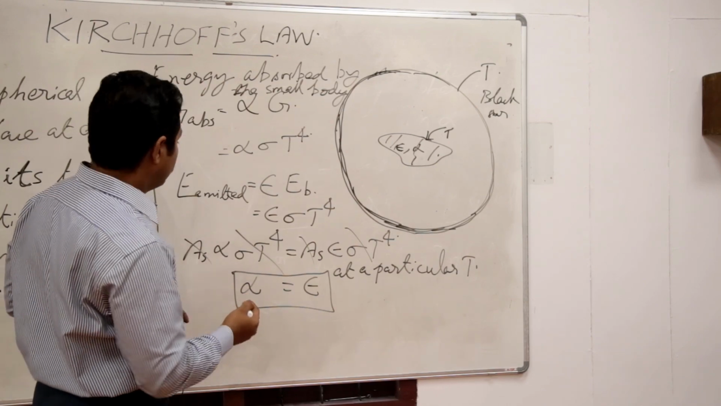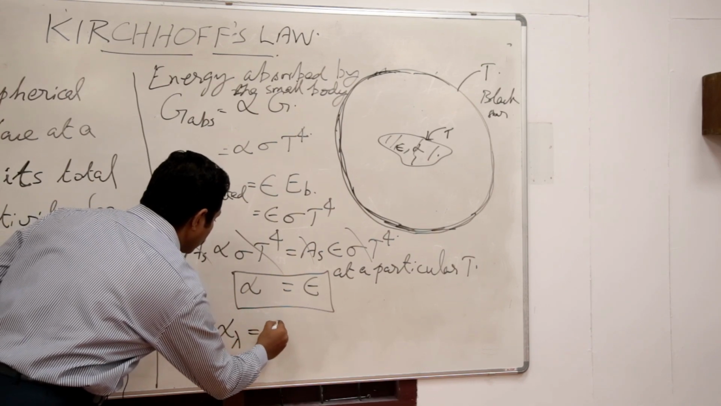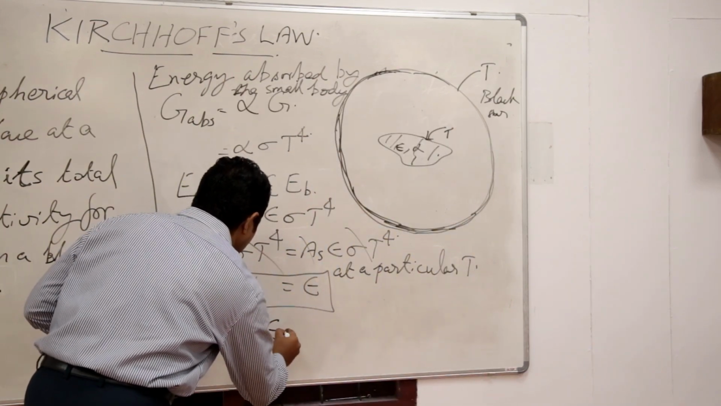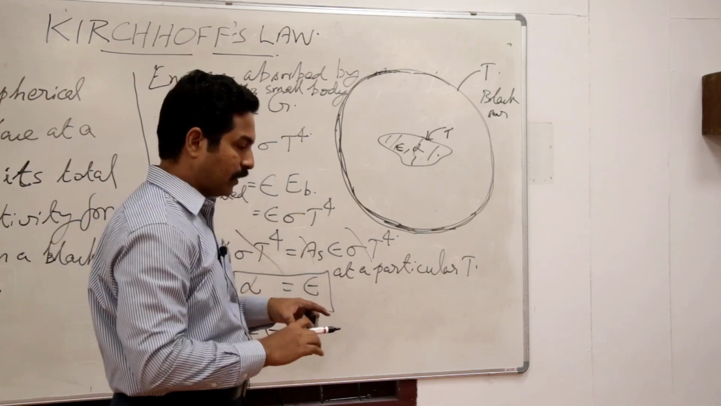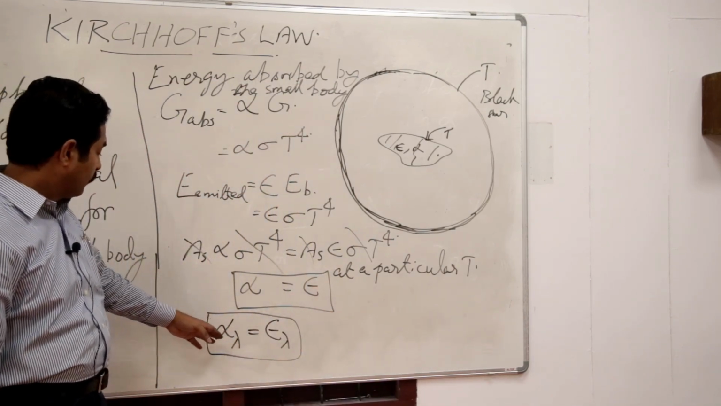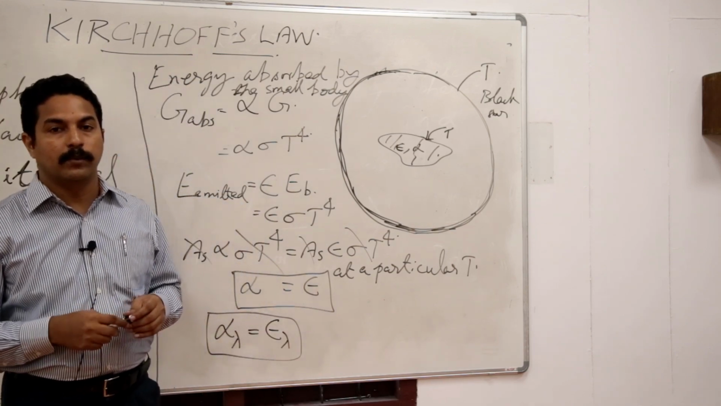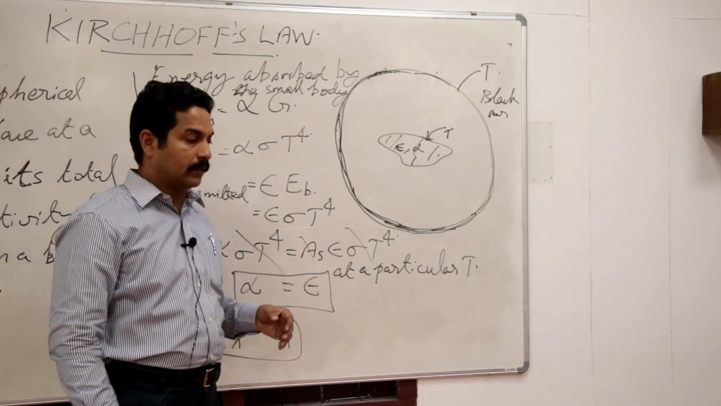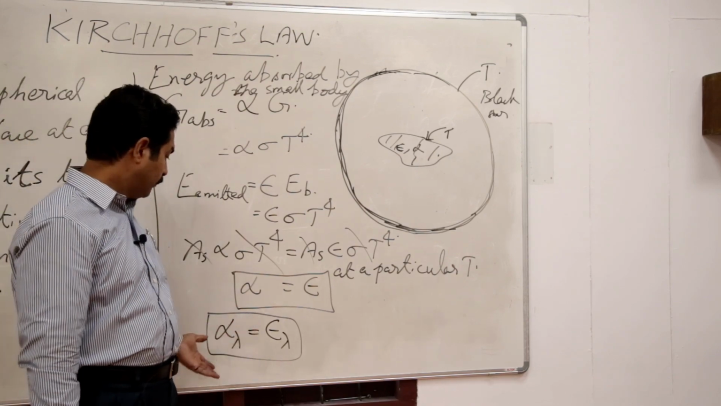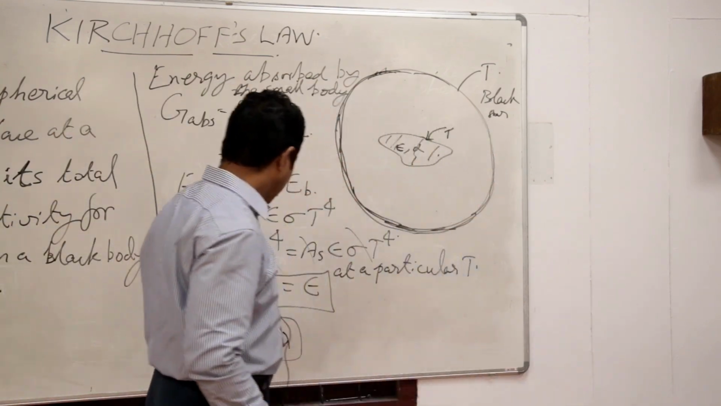For a diffuse surface, I can write it for spectral quantities: alpha lambda is equal to epsilon lambda. Spectral hemispherical absorptivity is equal to spectral hemispherical emissivity. That also I can write down. Maybe I can write the spectral directional absorptivity is equal to spectral directional emissivity.